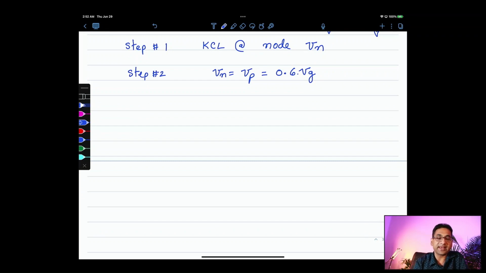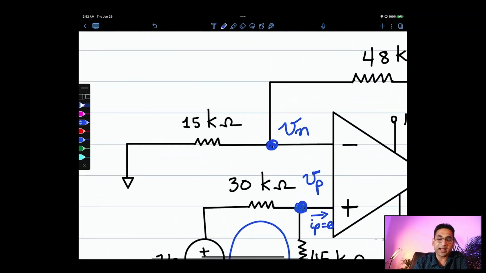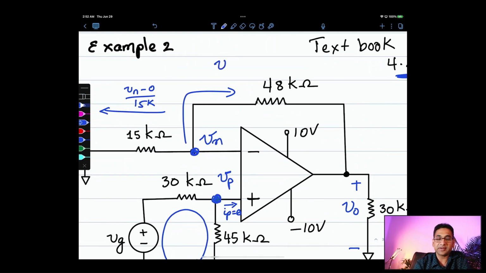Now we can apply KCL at node Vn. At node Vn, applying KCL here, this is Vn minus 0 over 15k, and then there is this current which is Vn minus V output, because the other terminal is connected to V output, over 48k.